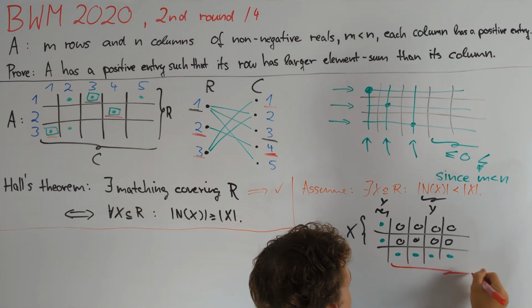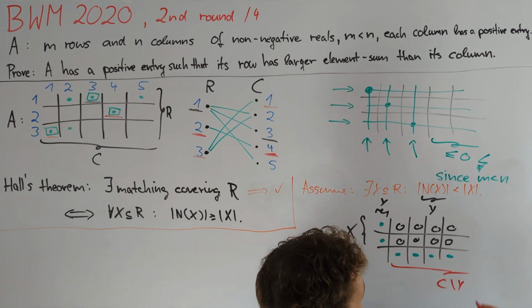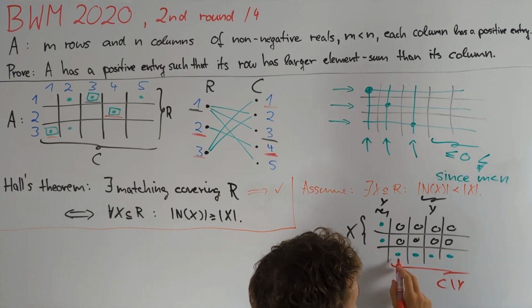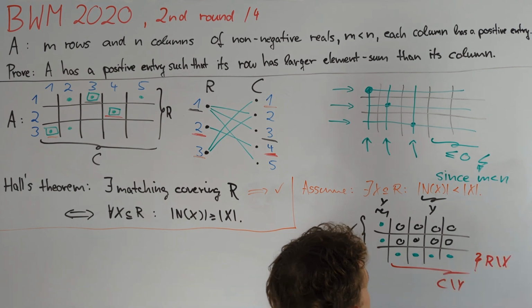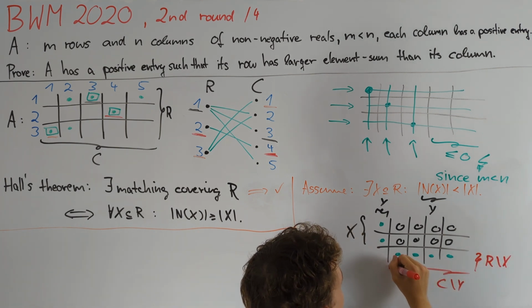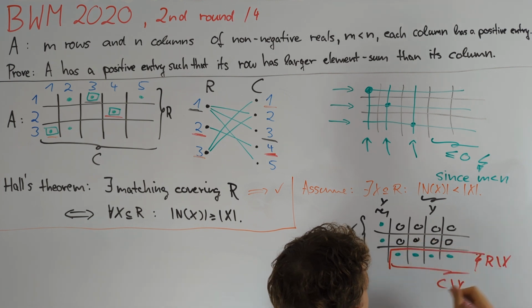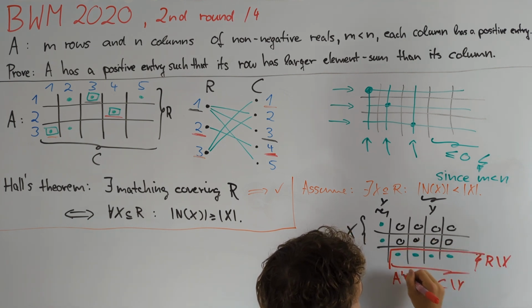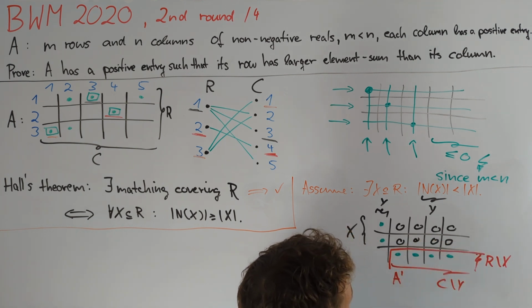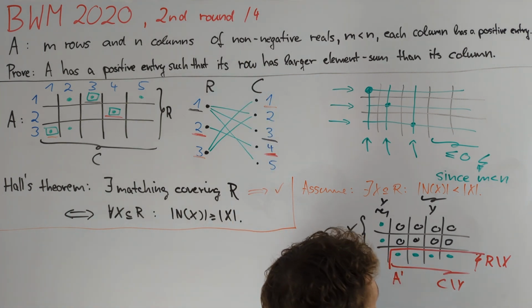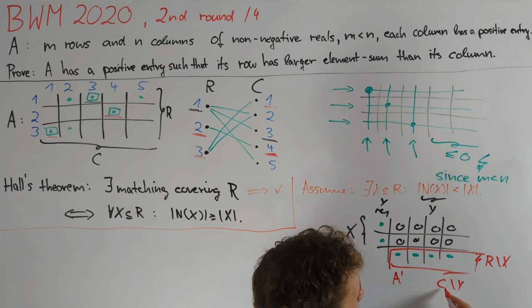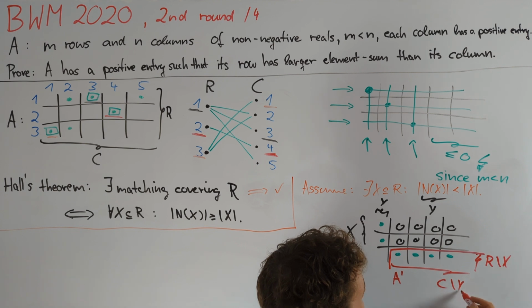Since all columns in C minus y have, as I just said, at least one positive entry in the rows R minus x, we know that if we define a table A prime consisting of those rows and columns, it almost satisfies our given constraint. The only thing we need to make sure is that it has fewer rows than columns. But this follows immediately from our assumption, since C is larger than R and X is larger than Y.